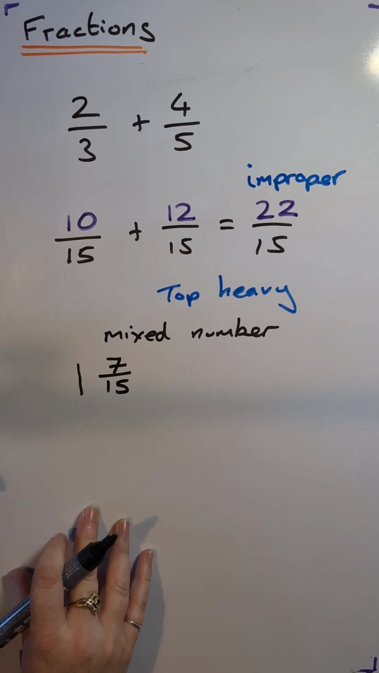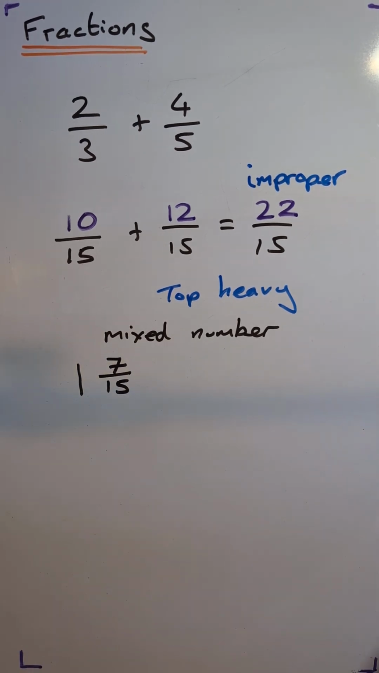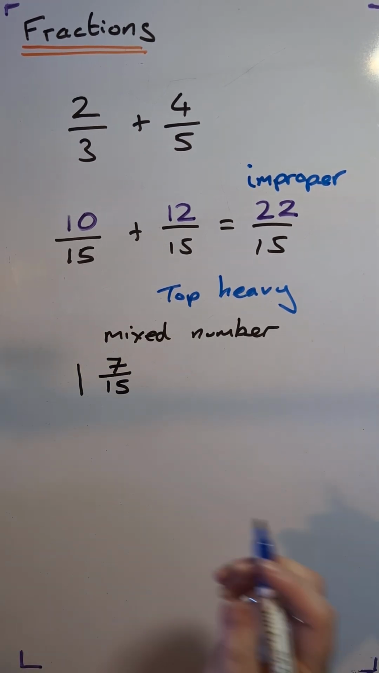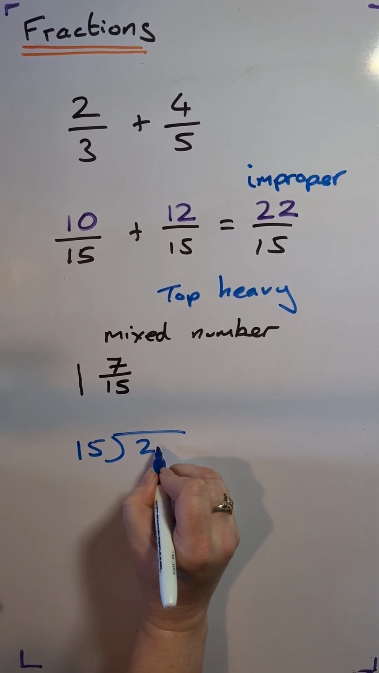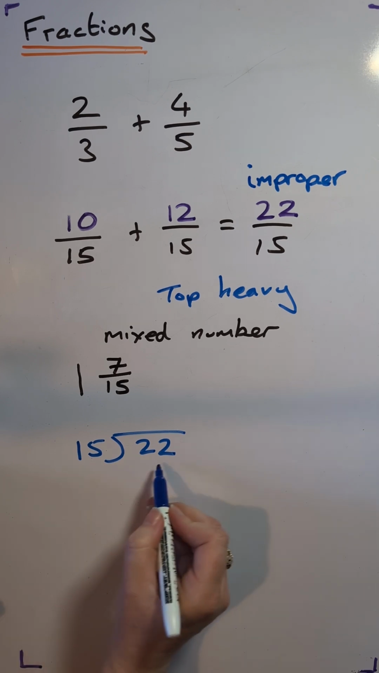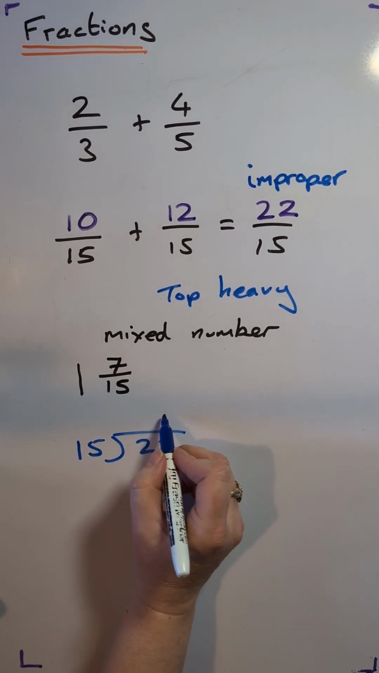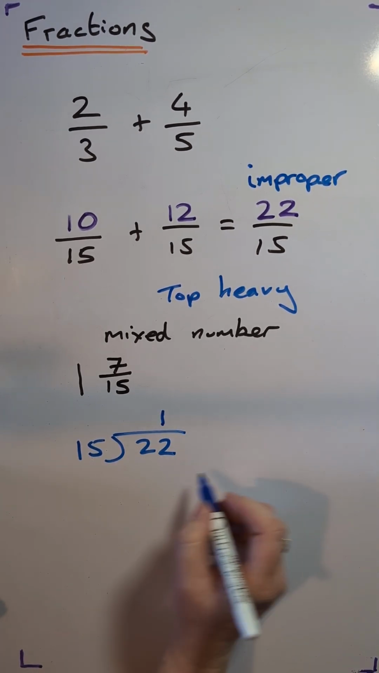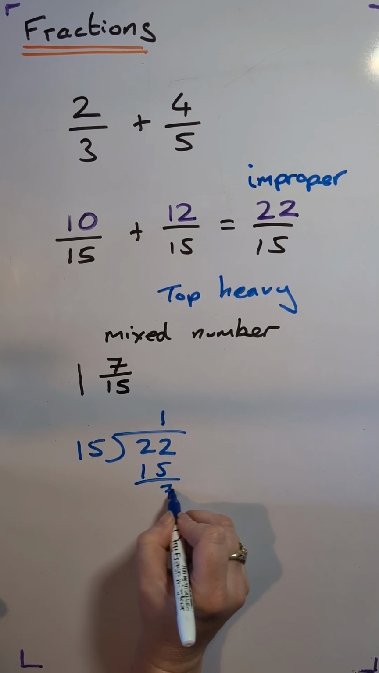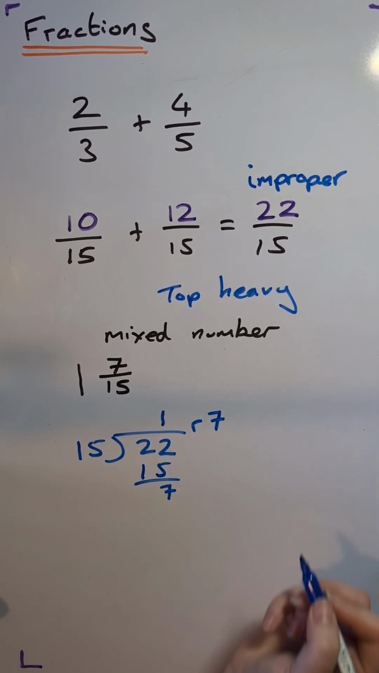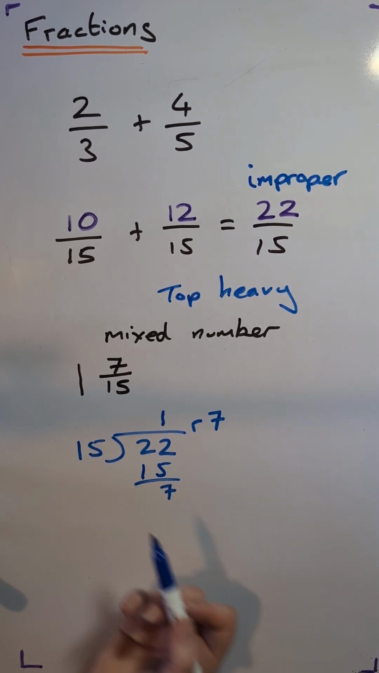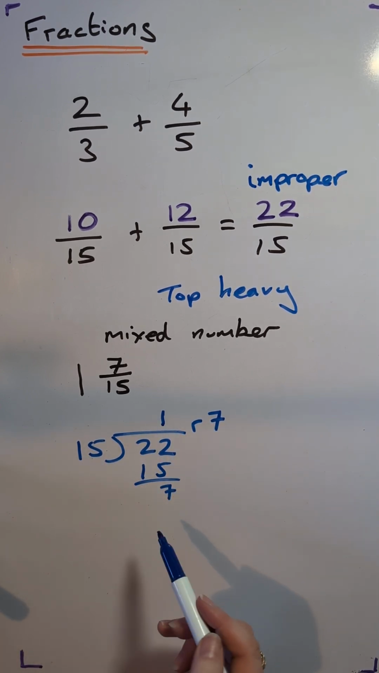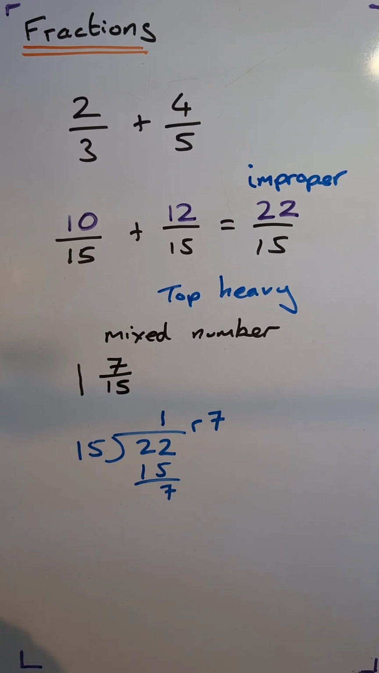So another way of thinking of fractions can be to think of them as a traditional division. So we had 15 going into 22, and that gave us 1 whole 15, with a remainder of 7, and that 7 stays over the 15. Okay, this is one of the few times you're ever going to see me use this method. I only use it to demonstrate. I personally don't like it.